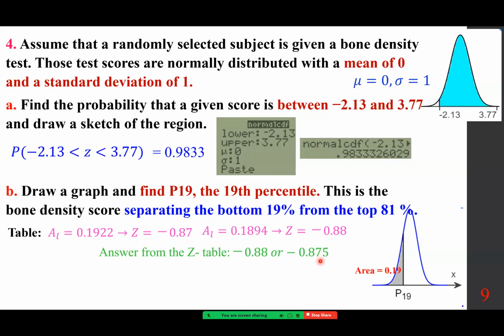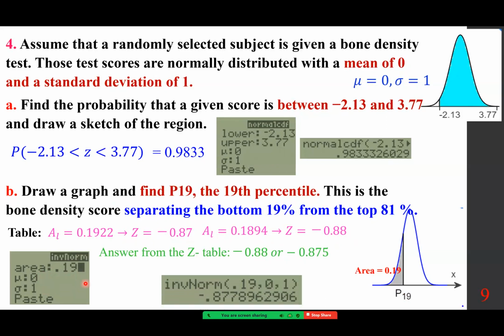Let's look at the technology. So inverse norm, area is 0.19, and mu is 0, sigma is 1. And that results in negative 0.877896, and it continues indefinitely and depends where you want to stop. If you want to go with 2 decimals, you get negative 0.88. If you go with 3 decimals, negative 0.878. Now this 7 changes to 8 because next to it is 8. So 0.878, a little bit different than what we have.